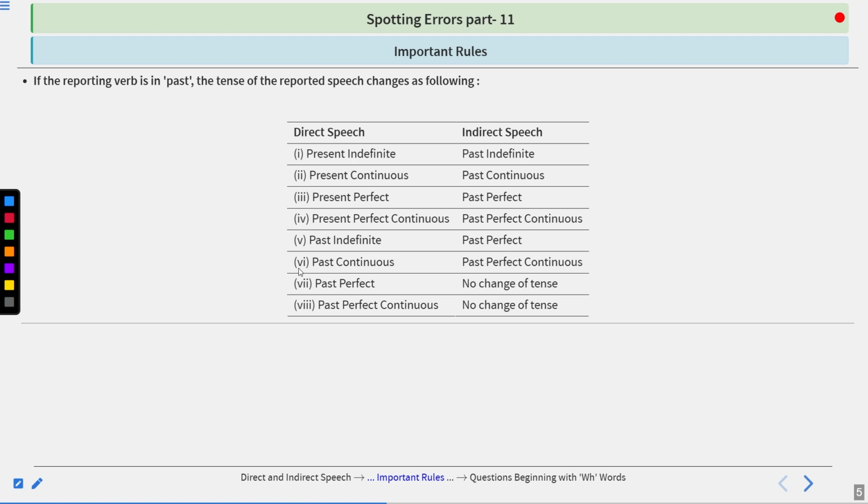If there is a present indefinite tense in direct speech, you have to change it to past indefinite in indirect speech. From present continuous to past continuous. From present perfect to past perfect. From present perfect continuous to past perfect continuous. From past indefinite to past perfect. From past continuous to past perfect continuous. And for past perfect, there is no change of tense. And for past perfect continuous, there is no change of tense as well. I hope you have understood.